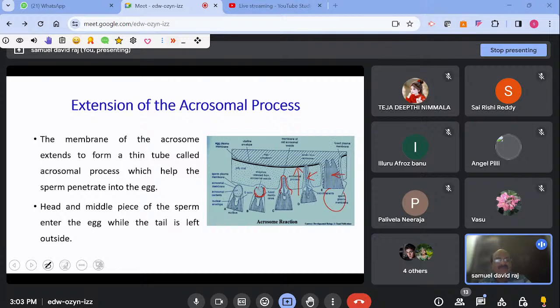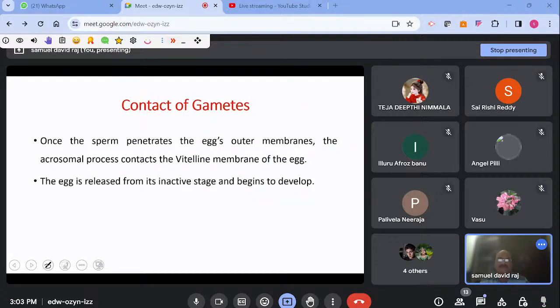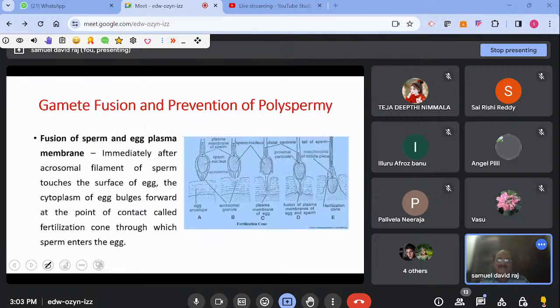Up to the middle piece means even the nucleus is exposed to the egg cytoplasm. Thus, the nucleus is delivered inside by the formation of an acrosomal process and contact of gametes. So, once the sperm penetrates the egg's outer membranes, the acrosomal process contacts the vitelline membrane of the egg. The egg is now released from its inactive stage and starts getting activated.